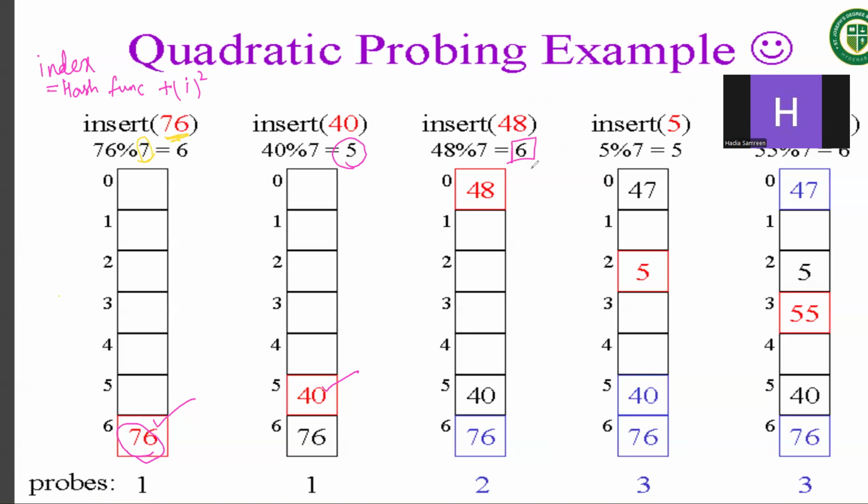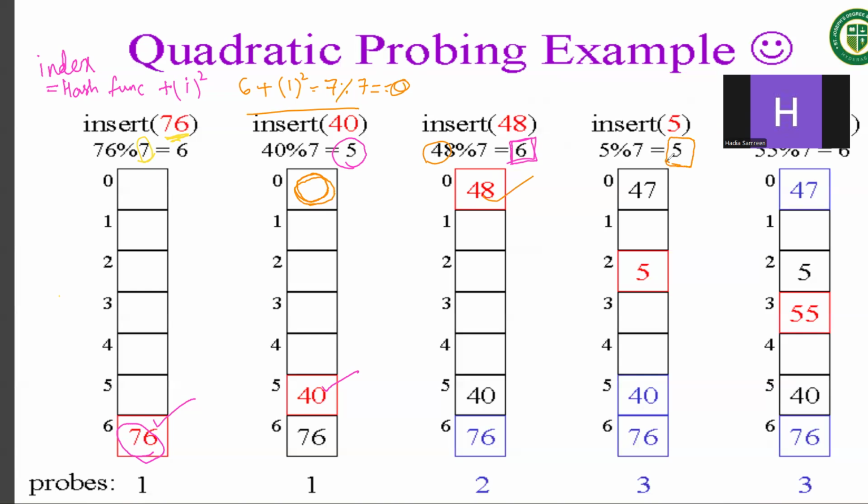here comes the problem. So how do we deal with this again? First the hash function gave us the value 6. So we will write 6 plus i squared. The i value starts from 1. So 6 plus 1 squared is 7. There is no 7th index, so 7 modulus 7 equals 0. The 0th position, 0th index, was available. We stored 48 here.